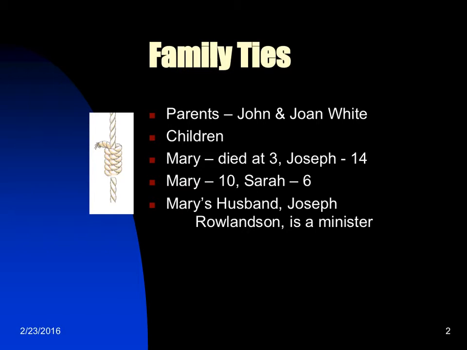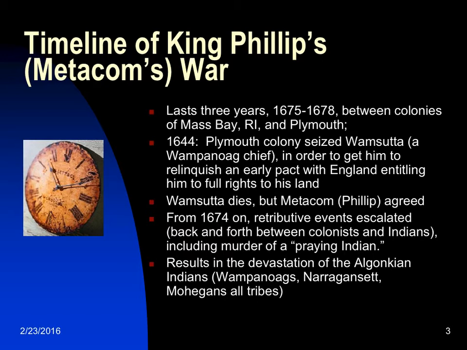Well, you need a little bit of historical context for the situation. They were in the middle of King Philip's War, which was more than a skirmish, actually a battle between the Pequot Indians and the Anglo-American settlers. This timeline gives you an idea of the events that led to the escalation, that led to the assault.